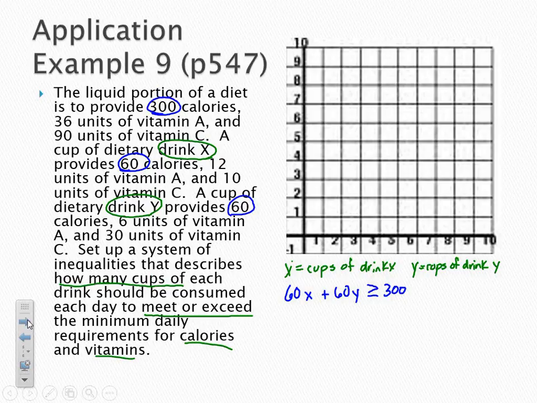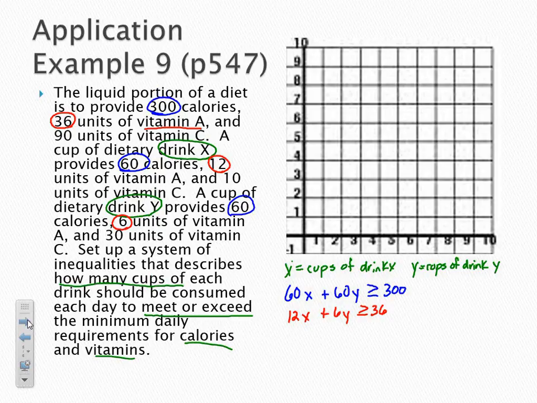Now they also talk about, excuse me, not calories, but vitamins. So if we go back to our beginning here, we talk about vitamin A. Let's find all the information about vitamin A. We will need to make sure that we provide, at a minimum, 36 units of vitamin A. They tell me that drink X provides 12 units of vitamin A, and drink Y provides 6 units of vitamin A. So now I can write the inequality 12X plus 6Y, greater than or equal to 36, using all that information.